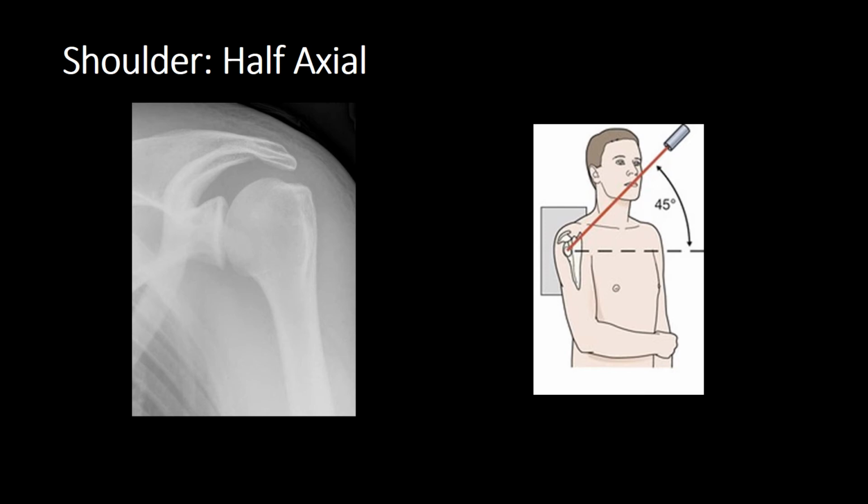Unfortunately, it's frequently misinterpreted. The actual positioning for the half axial is like the Grashey view, so that the patient is rotated between 35 to 40 degrees, so that the glenohumeral joint is perpendicular with the detector. At that point, the central ray is then angled 45 degrees caudally to the glenohumeral joint. So, positioning for half axial is the Grashey view, and then with a central ray angled caudally 45 degrees.